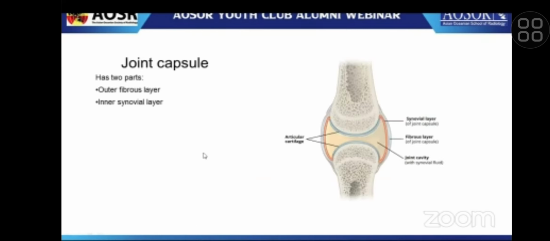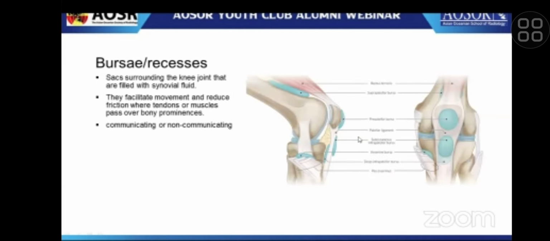Like some other joints, the knee joint is also a synovial joint. It means that it has a thick fibrous capsule and a synovium, the inner part of which secretes the synovial fluid, which lubricates the knee joint. In addition, in the knee joint, we have bursa and recesses.